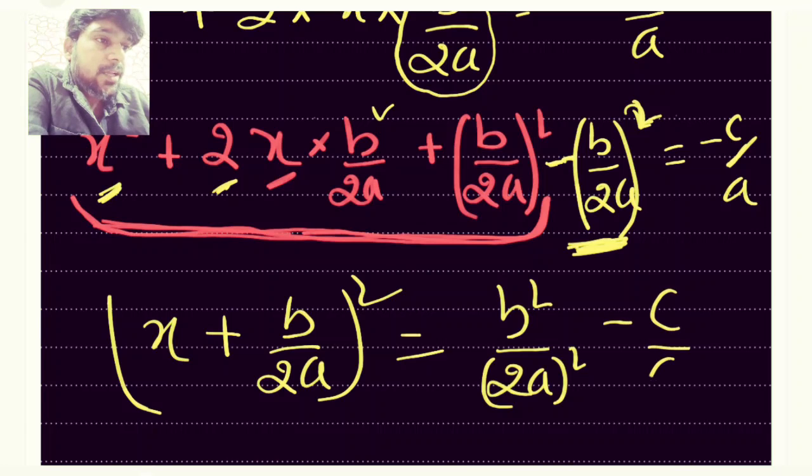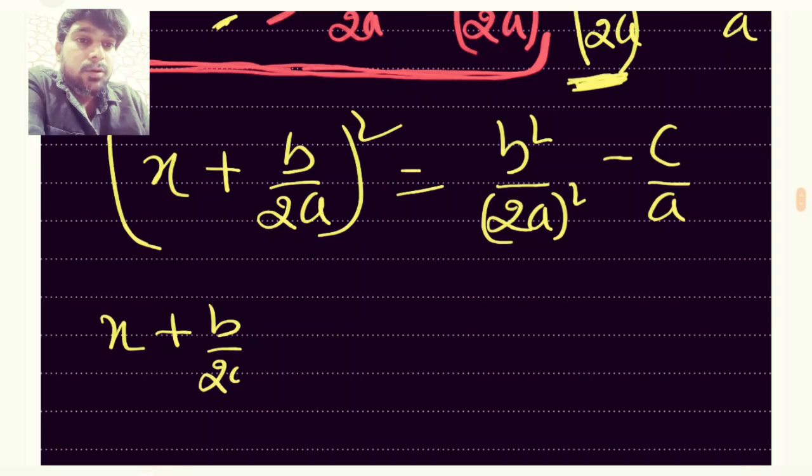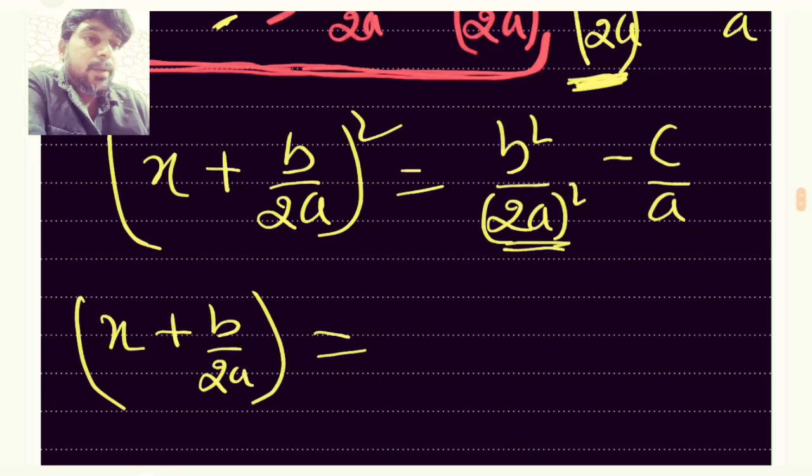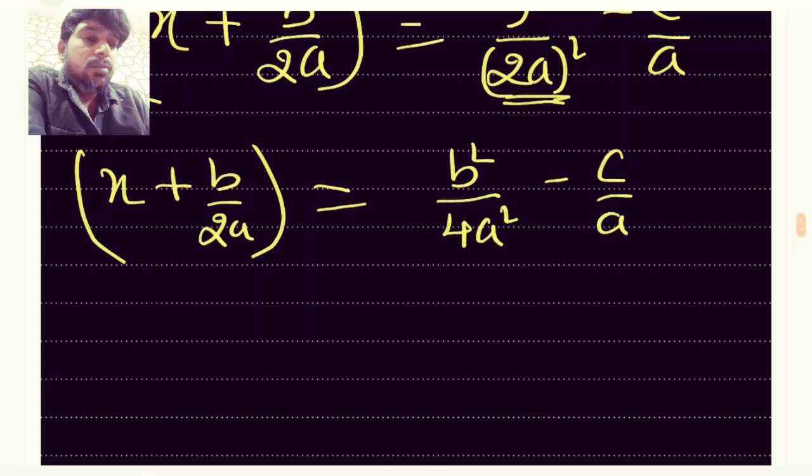Minus c upon a is going to remain as it is, right? Now let us solve a little bit of it. X plus b upon 2a is equal to, now this will become b square upon 4a square minus c upon a, isn't it?